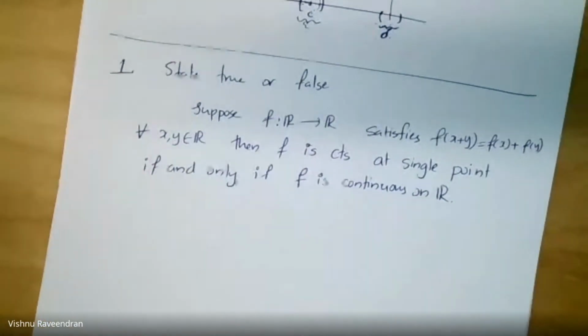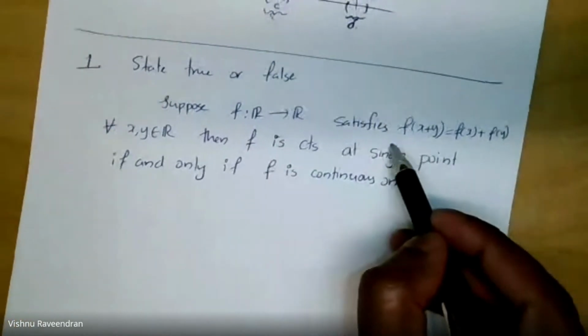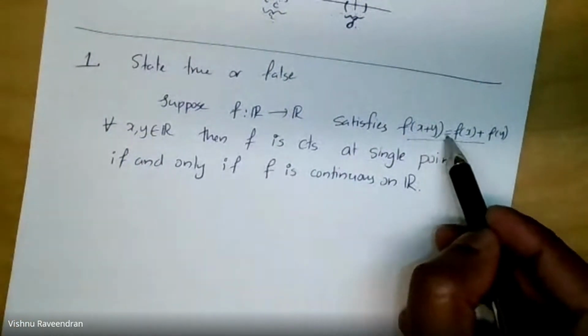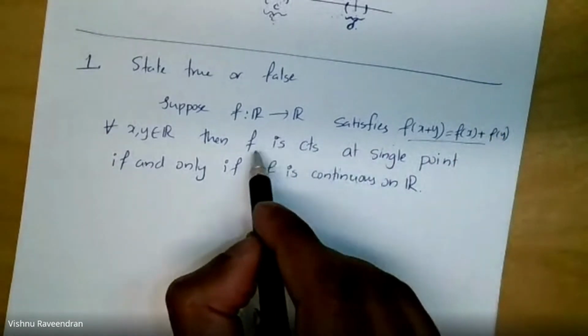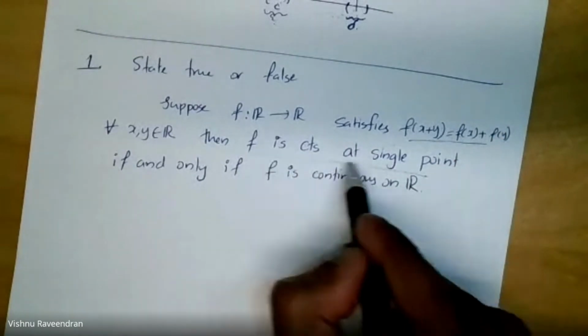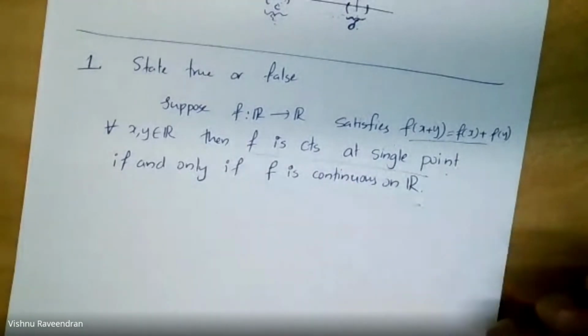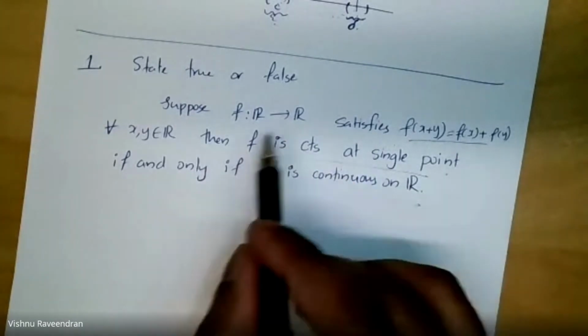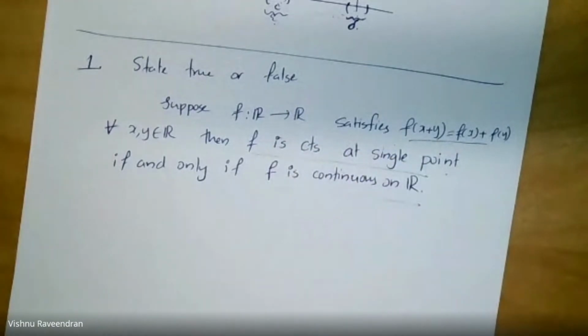So what the statement says is that if you have f which satisfies this condition, f of x plus y is equal to f of x plus f of y, then f is continuous at a single point if and only if f is continuous on whole R. So the question is whether this statement is true or false. So any idea how to do this type of problem?